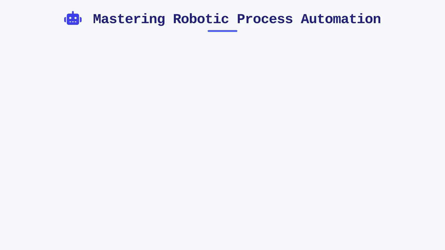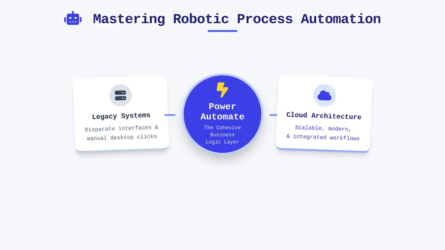Robotic process automation is often misunderstood as simply recording clicks, but it is fundamentally about bridging the gaps between disparate legacy systems and modern cloud architecture. By leveraging Power Automate, you are not just automating a task, you are integrating manual desktop interfaces into a cohesive, manageable, and scalable business logic layer. This course transforms your existing development intuition into a disciplined approach for crafting robust RPA solutions.